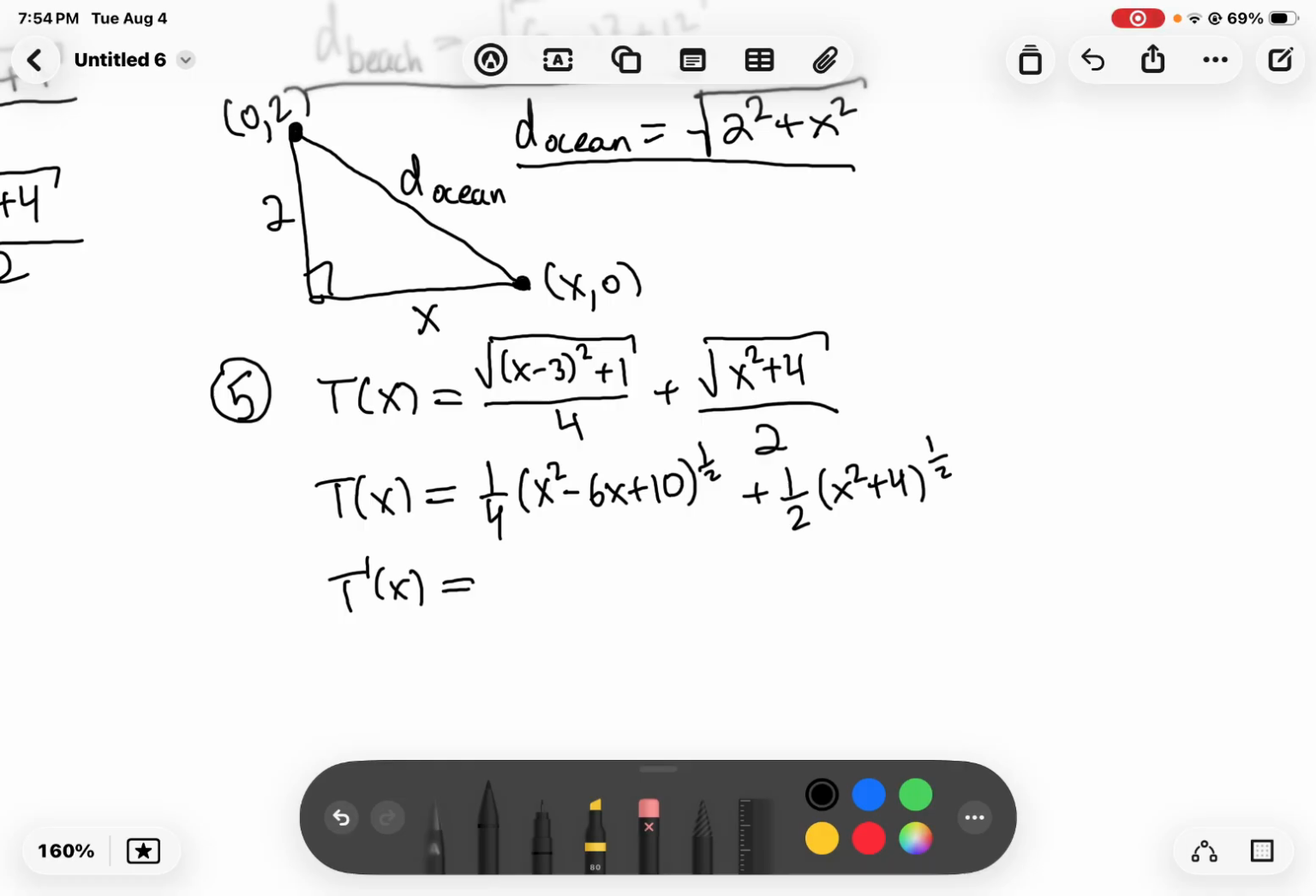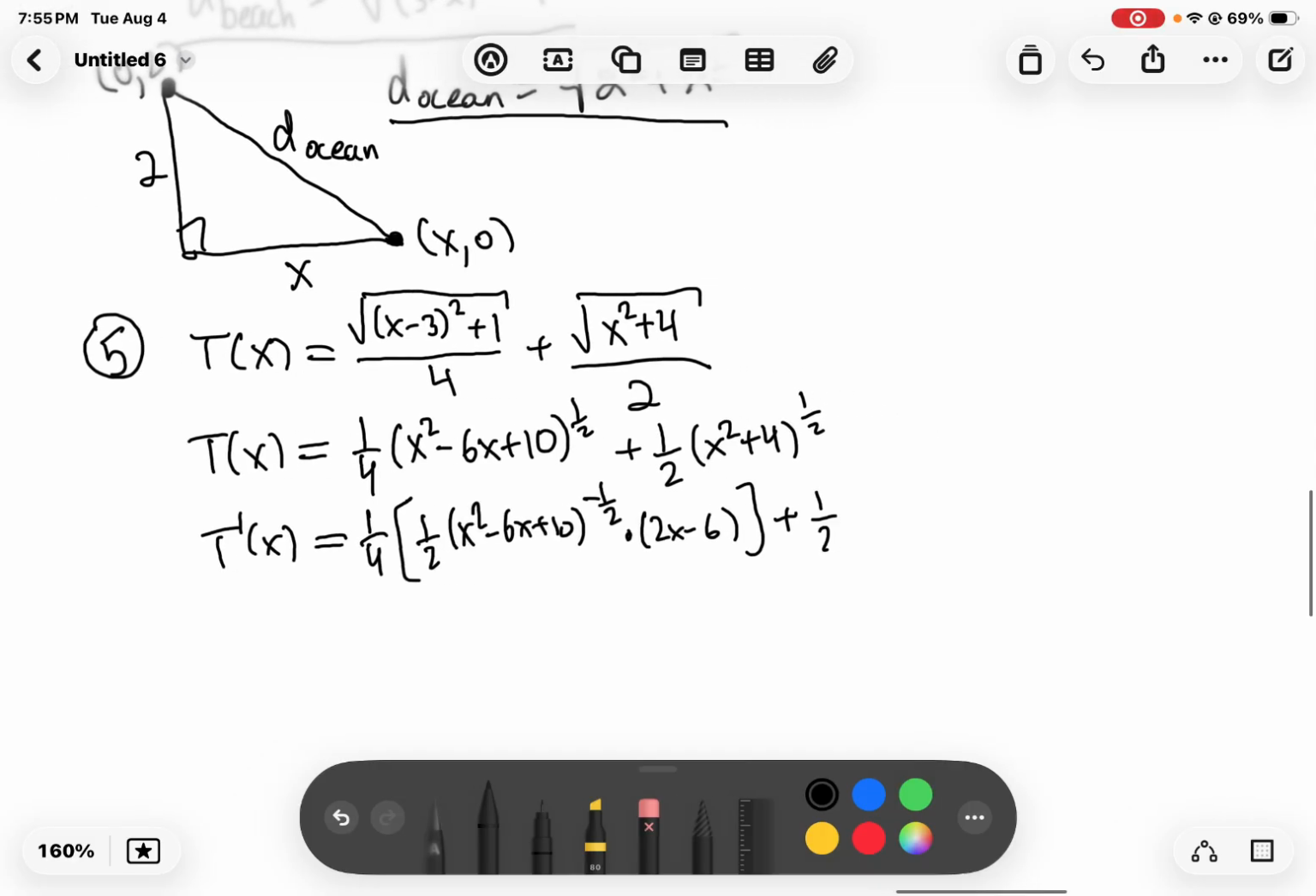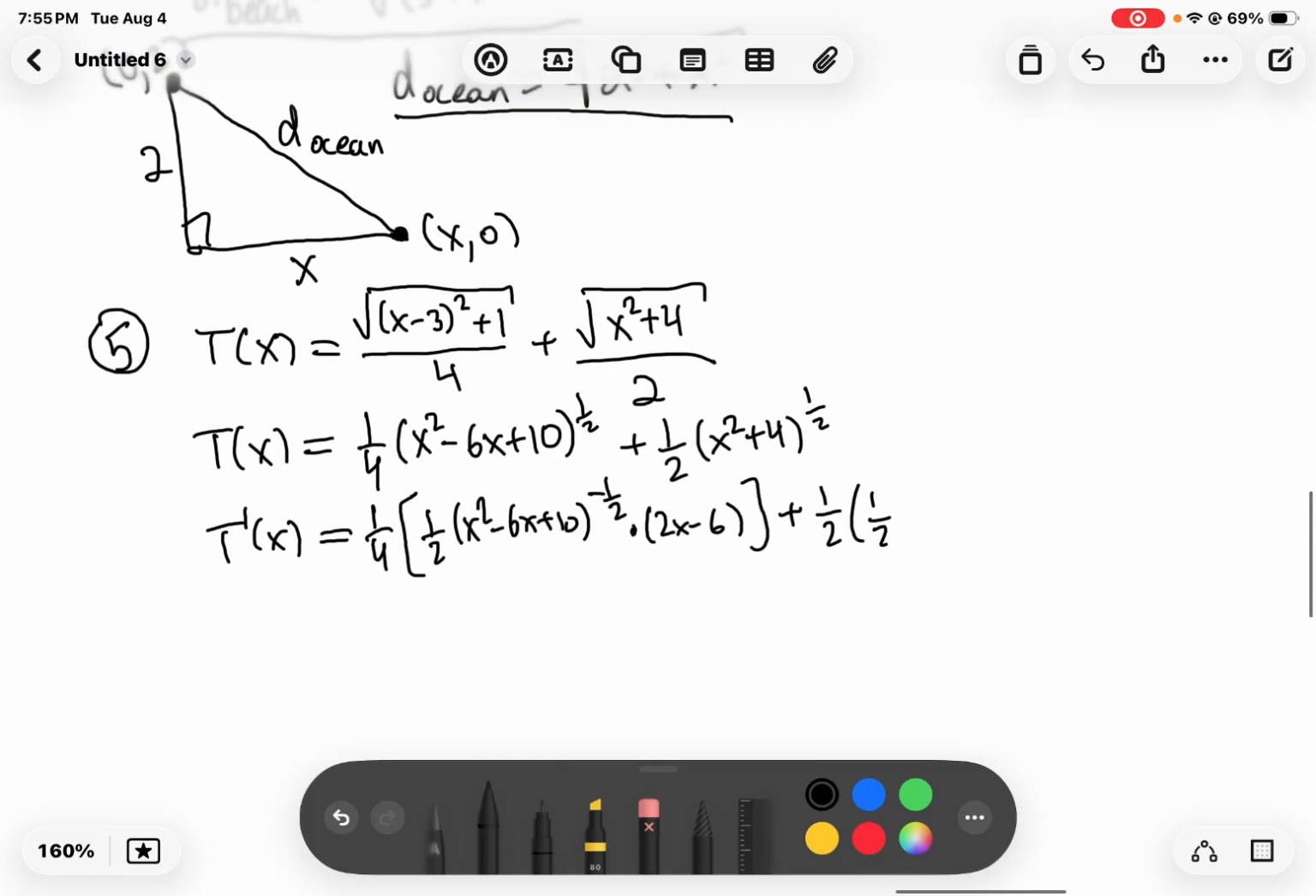We have t prime of x is equal to 1/4 times 1/2 times (x squared minus 6x plus 10) to the negative 1/2 power, by the power rule. Then we have to multiply by the derivative of the inside because of the chain rule, so we multiply by 2x minus 6. Plus we have 1/2 times the derivative of (x squared plus 4) to the 1/2, which is 1/2 times (x squared plus 4) to the negative 1/2, and then again multiply by the derivative of the inside, which is 2x.